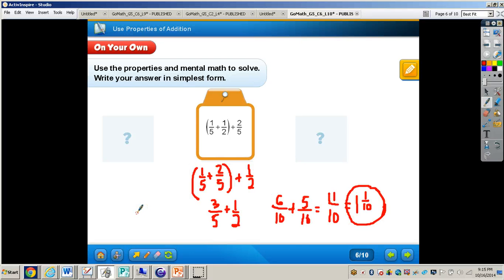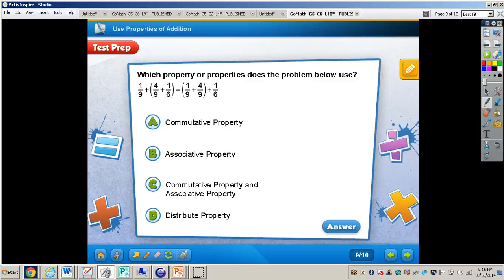Okay, my answer is 1 and 1/10, so you can see the steps that I took in order to get that answer. Okay, finishing up the video with the test prep problem, I want you to work through this problem all by yourself. When you're finished, you can press play and I will have the answer for you. So pause the video now.